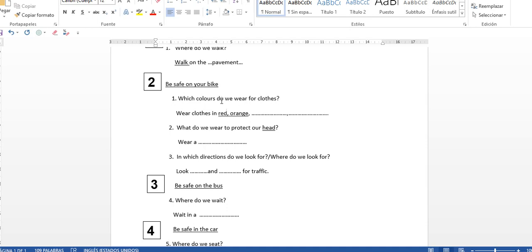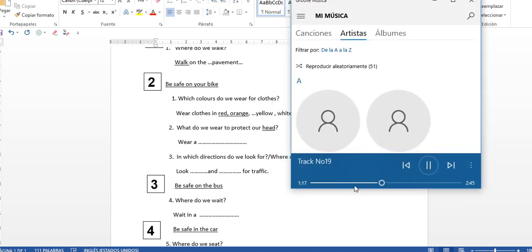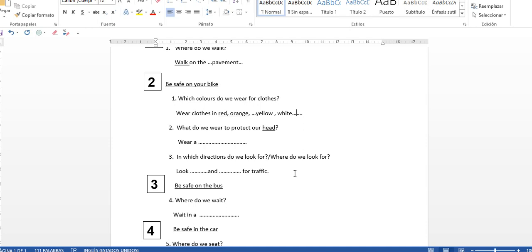Two. Be safe on your bike. Wear clothes in bright colors. Red, orange, yellow, white. Don't wear black or brown. Cars, buses, and lorries can't see you. Wear a helmet. Okay, I repeat again. You can't see cars or buses, and they can't see you. Two. Be safe on your bike. Wear clothes in bright colors. Red, orange, yellow, white. Don't wear black or brown.